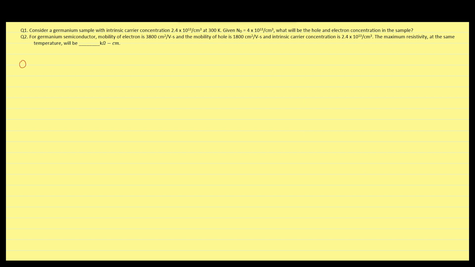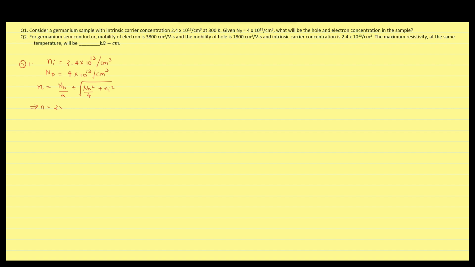For question 1, we have intrinsic carrier concentration equal to 2.4 multiplied by 10 raised to the power 13 per centimeter cube, and doping concentration is provided as 4 into 10 raised to the power 13 per centimeter cube. We have the formula for free electron concentration. Clearly the values of intrinsic carrier concentration and doping concentration are comparable. Therefore, we cannot ignore intrinsic carrier concentration.